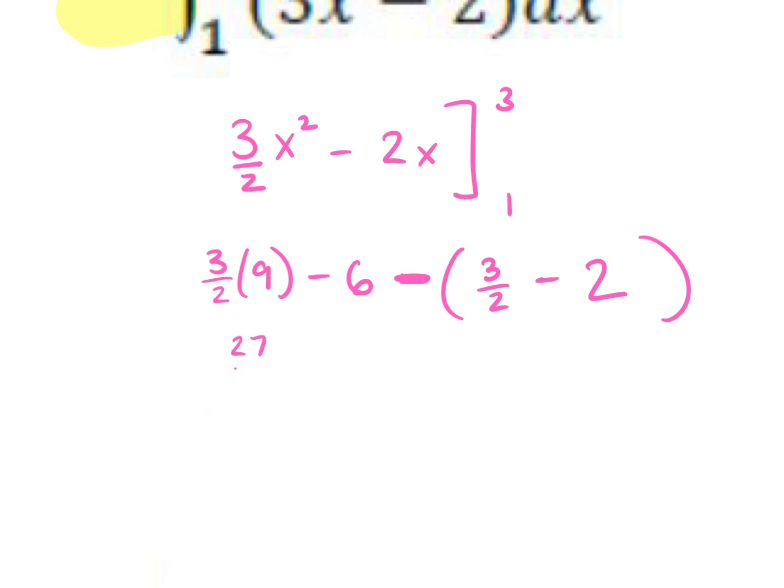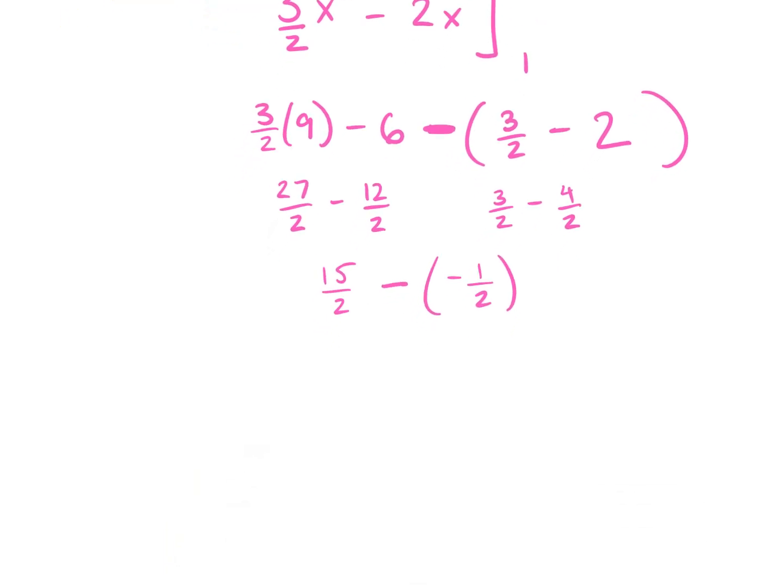So we got 27 over 2. Minus, I'll change this to have a common denominator, 12 over 2. So that would be 15 over 2. Minus, here we need a common denominator. Makes this 4 over 2. So 3 over 2 minus 2 is -1 over 2, which would be 16 over 2, which gives us 8.